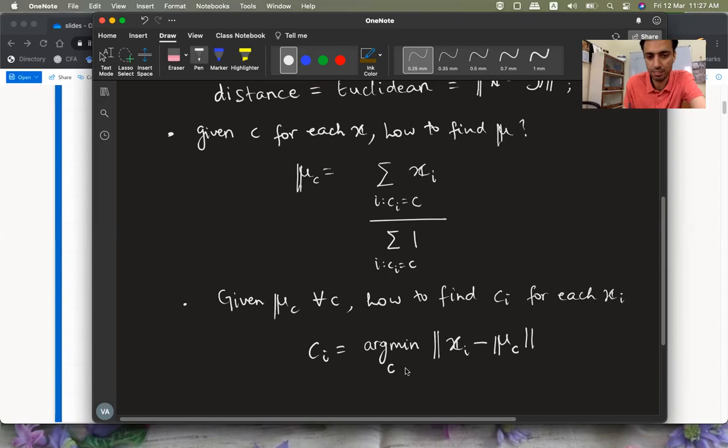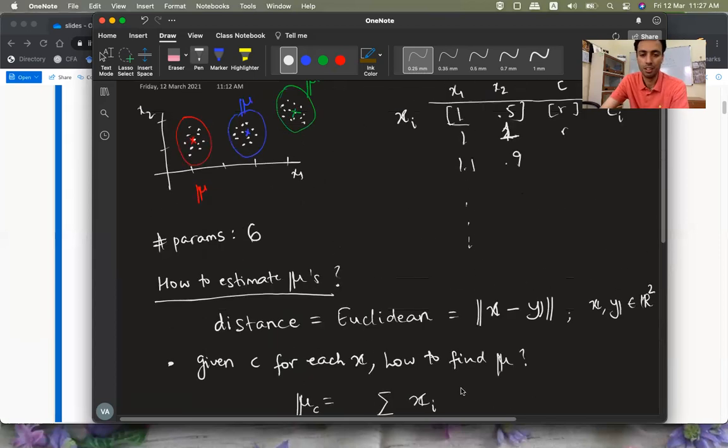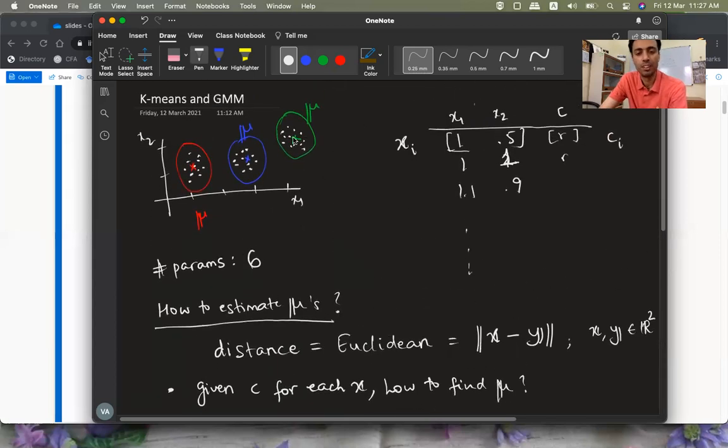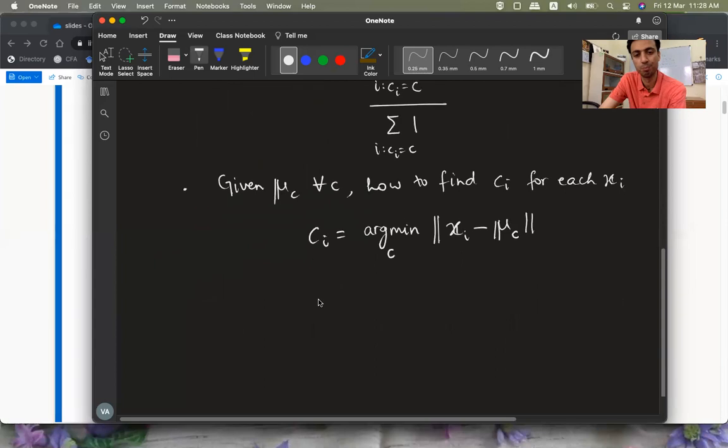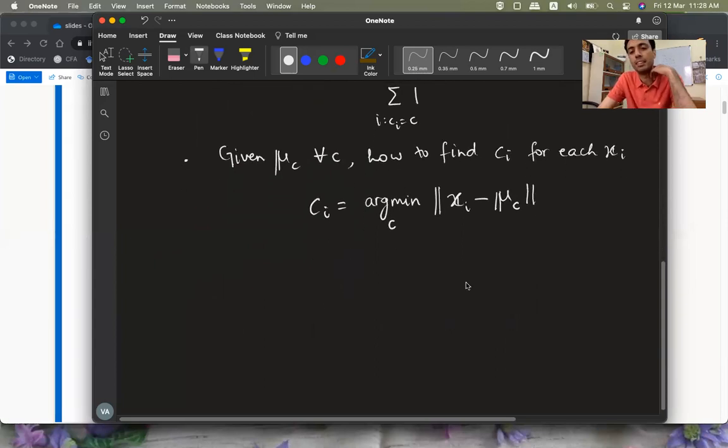Argmin takes the c such that this distance is minimized. You pick a c. Basically you know this cross, then you know this cross. If I give you this white point, you will compare it with all the centroids. Whichever has the minimum distance, you assign it to that cluster. Since this is the minimum distance, you will say this also belongs to the blue cluster. So you will say my ci is blue. Is this clear?